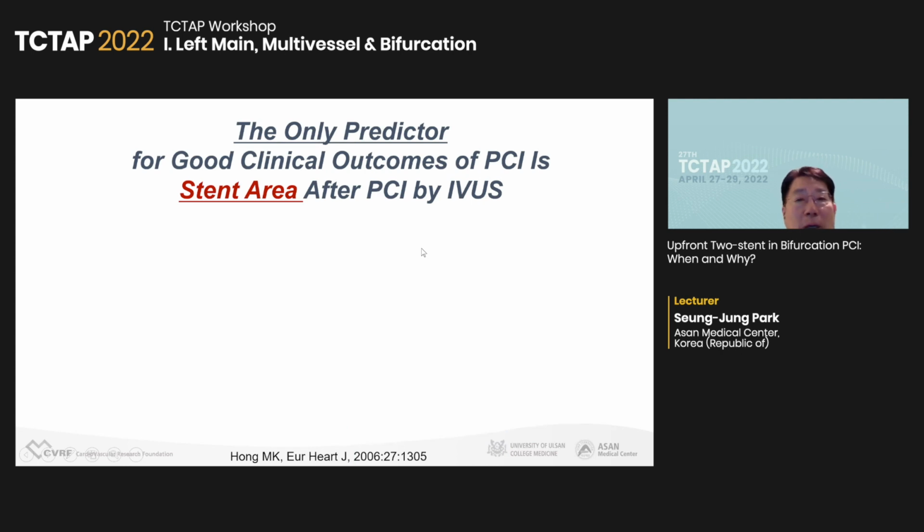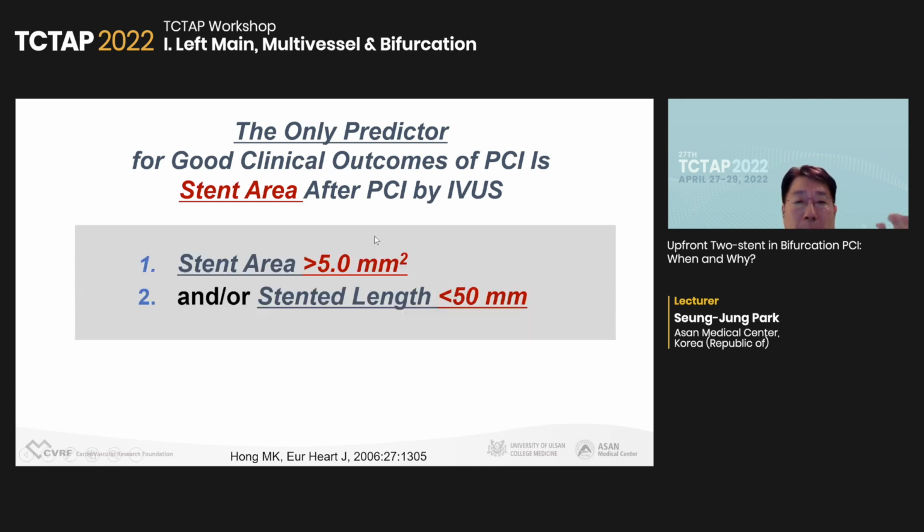We have a lot of IVUS data. The only predictor for good clinical outcomes of PCI, whatever bifurcation lesion, any epicardial stenosis PCI group, is the stent area after PCI, which is very important. So whatever the circumferential stent portions, a stent area of more than 5 millimeters square is quite enough. Stented length less than 50 millimeters is a kind of feasibility of PCI. I would like to define that once.